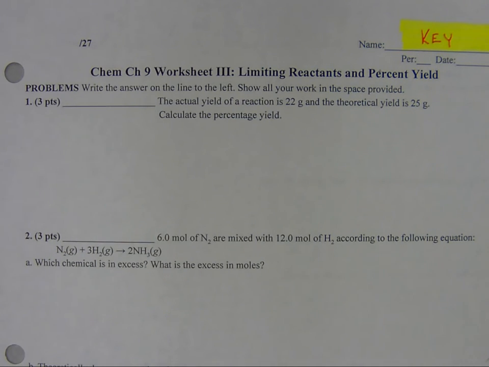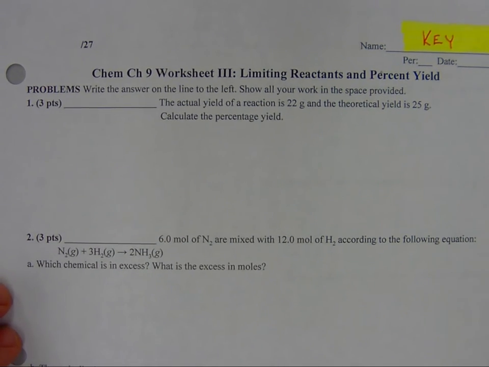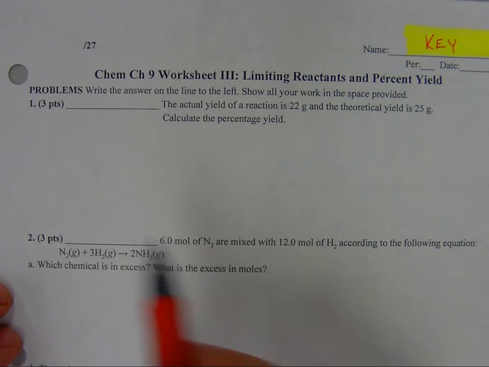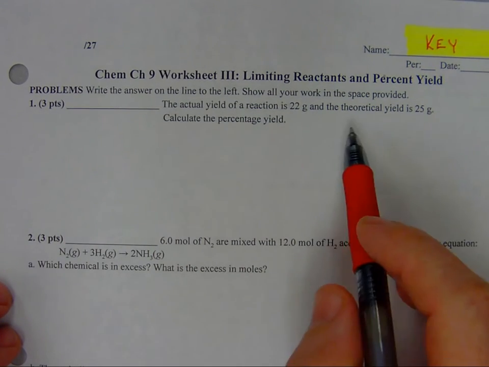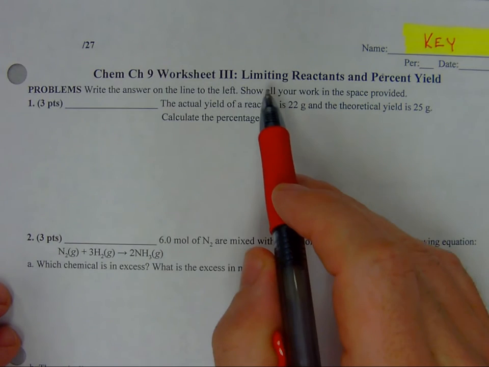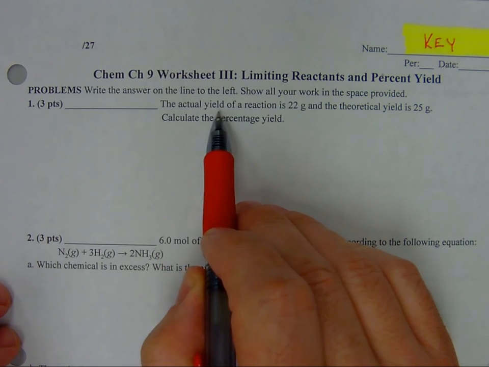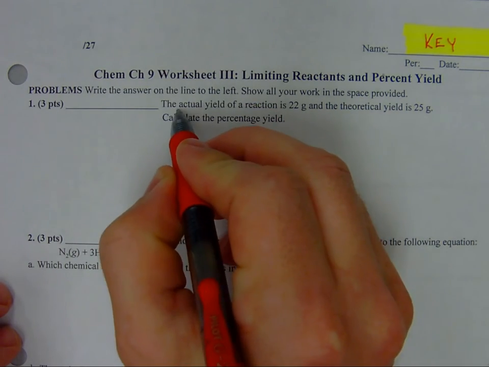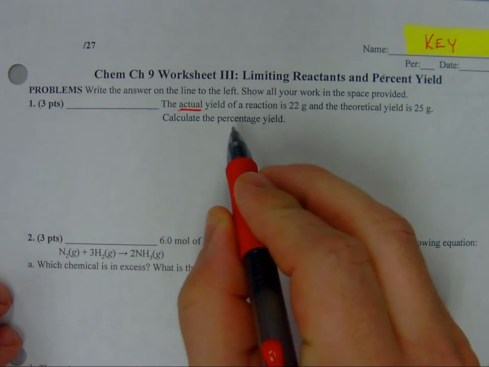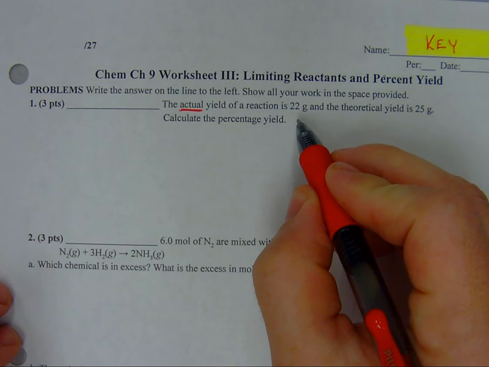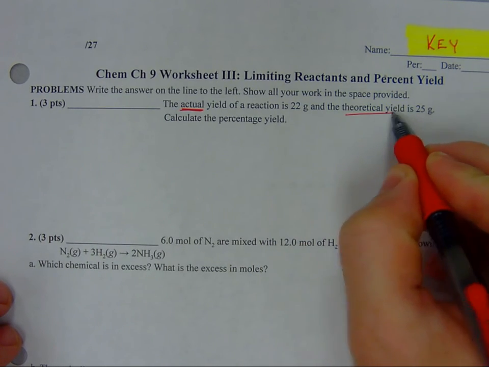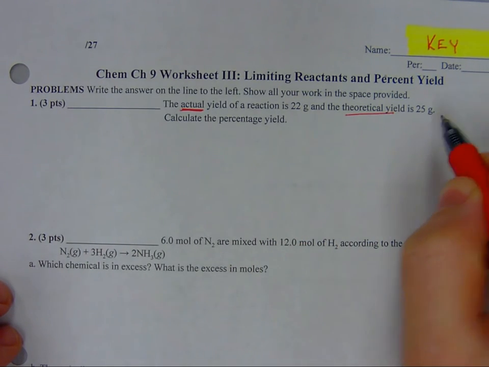All right, chemistry, let's take a look at our worksheet problems for section 3. We're talking about limiting reactants and percent yield. The first question we have here, number 1, actually has to do with percent yield, not with the limiting reactant. Question reads, the actual yield of a reaction, okay, so there's a key term right there. The actual yield of a reaction is 22 grams, and the theoretical yield is 25 grams.